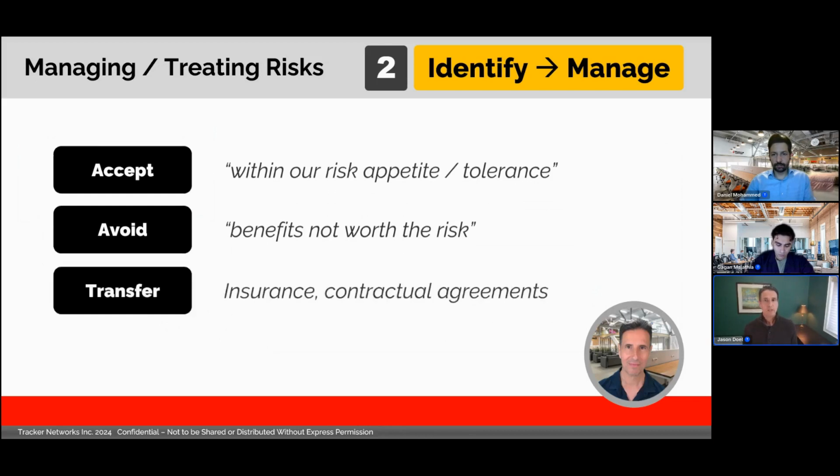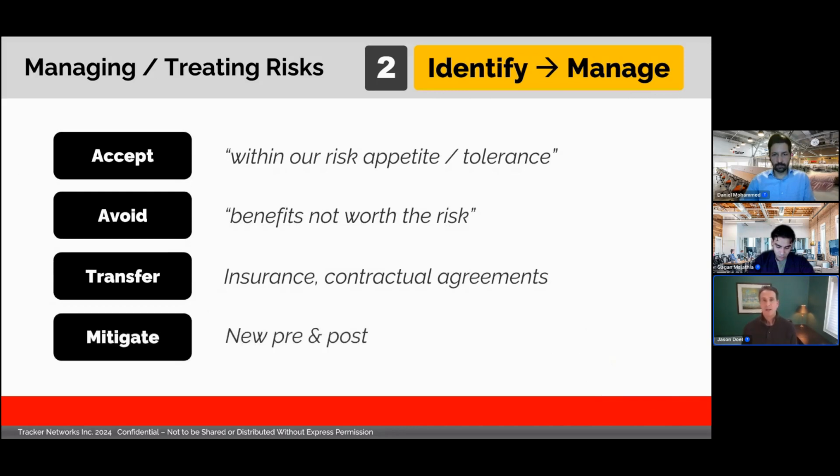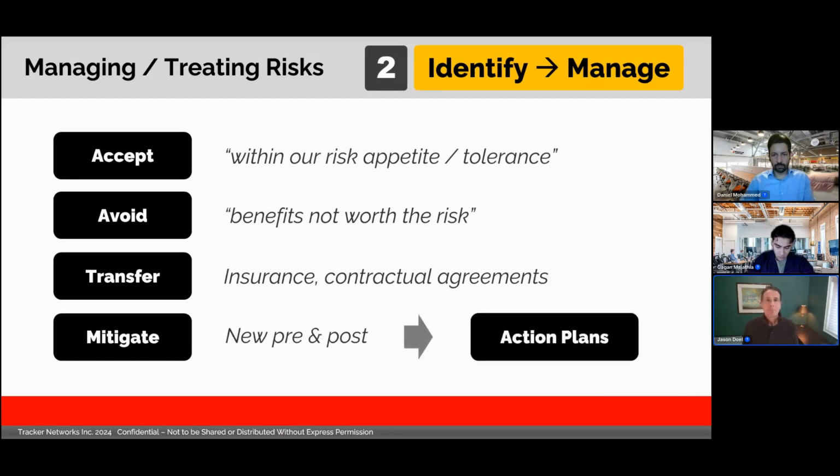Next, we could look at ways to transfer the risk to a third party. Buying insurance and signing legal agreements to share or shift risk are the classic examples in this area. And finally, we may decide that there's further pre-event, post-event mitigation steps that we should take to lower our residual risk even further. And as I shared in the earlier slides, this would lead to action plans that get assigned and followed up on to make sure that we follow through and actually do our mitigation plans.